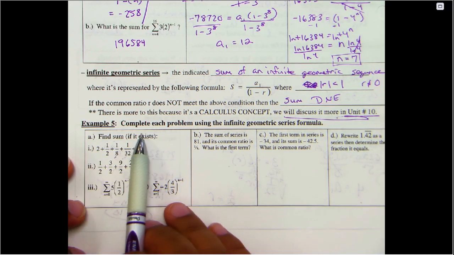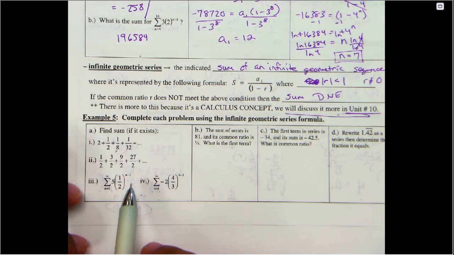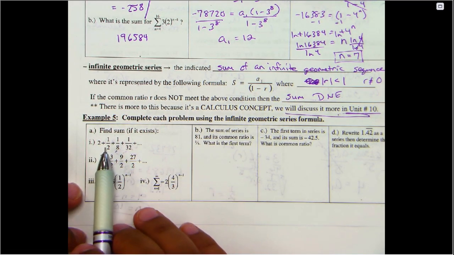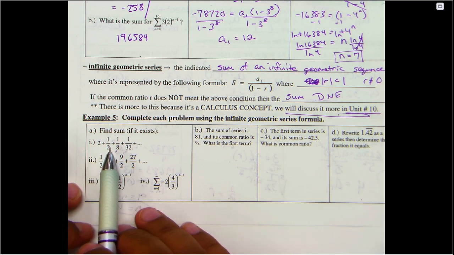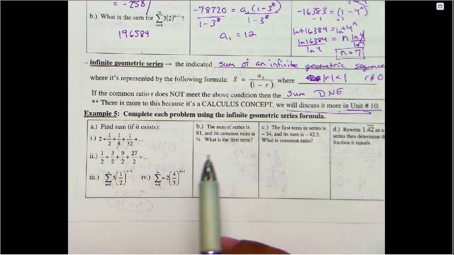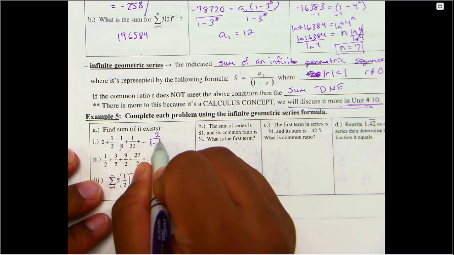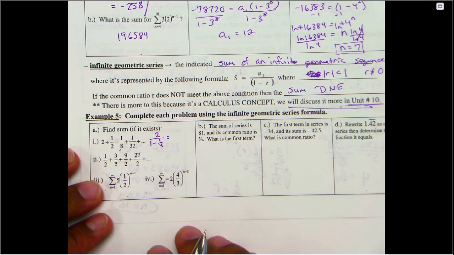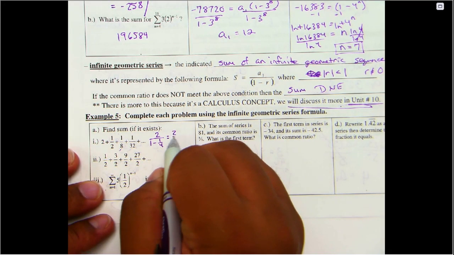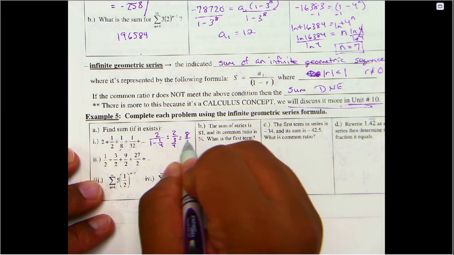All right. So find the sum if it exists. So looking at these numbers, what is your R value for the first one? R is 1/4. So therefore, my sum does exist. It meets that condition. So my first term is 2 over 1 minus 1/4, which is 2 over 3/4, which is 8/3.